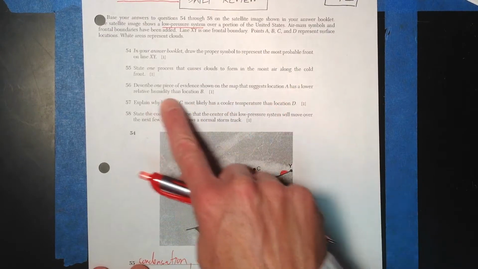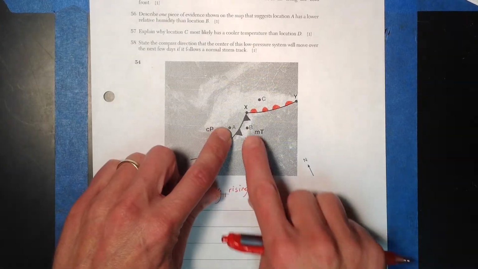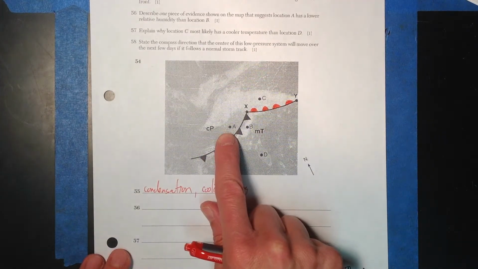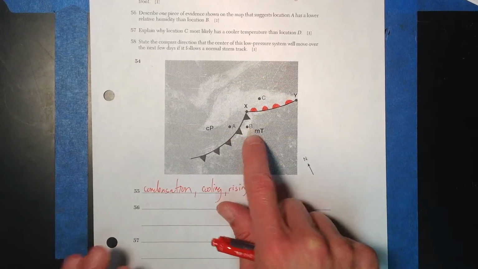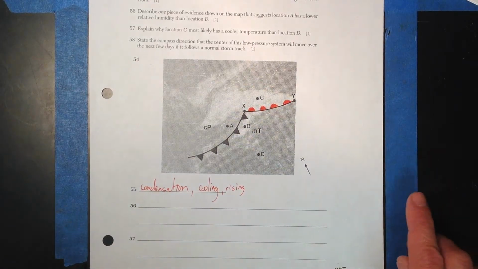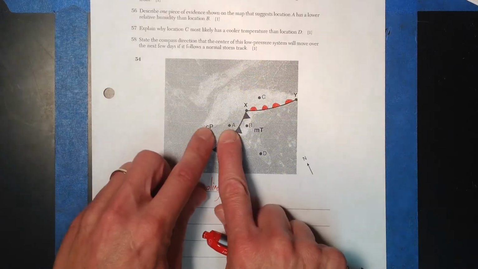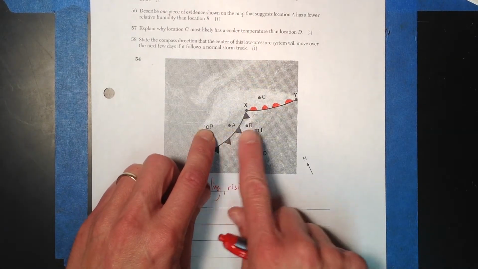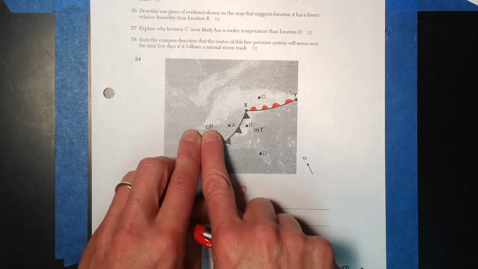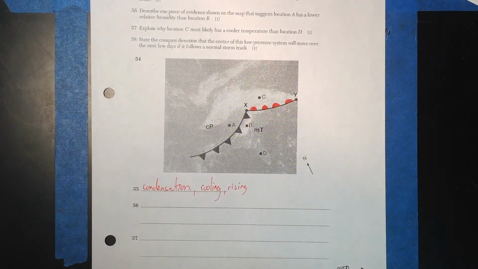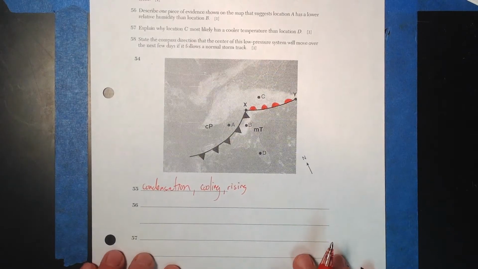56. Describe one piece of evidence shown on the map that suggests A has a lower relative humidity than B. A basic one is A has no clouds and B is cloudy. That is a proper answer, though. Another one you could say is A is in a continental polar air mass and B is in a maritime tropical. So continental is going to be dry. Maritime forms over water. It's going to be wet. You could say that as well. Those are probably the two best answers there. I'm not going to write them in the interest of saving time.